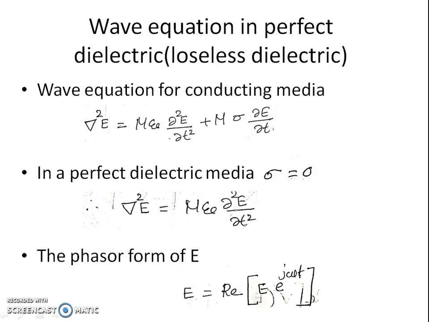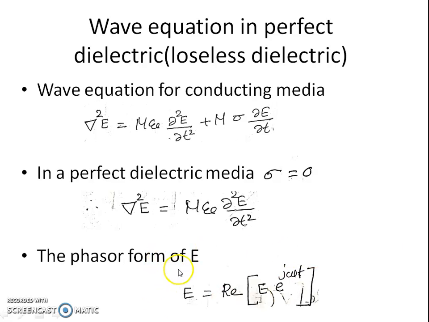So the wave equation for conducting media is del square E is equal to mu epsilon dou square E divided by dou T square plus mu sigma dou E divided by dou T. This is the basic equation. In the case of a perfect dielectric, the value of sigma, which indicates the conductivity, is equal to 0. So this becomes del square E is equal to mu epsilon dou square E divided by dou T square. This term will become 0 because the value of sigma is equal to 0.